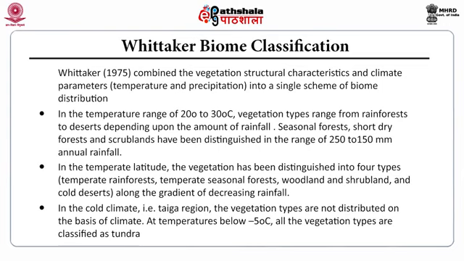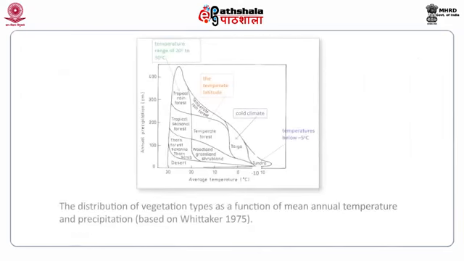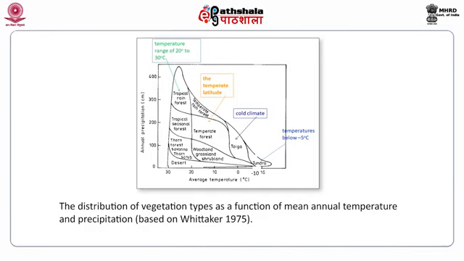The vegetation types are not distinguished on the basis of climate. At temperatures below minus 5 degrees, all the vegetation types are classified as tundra. This is the diagram which shows the distribution of vegetation types as a function of annual temperature on the x axis and precipitation on the y axis.